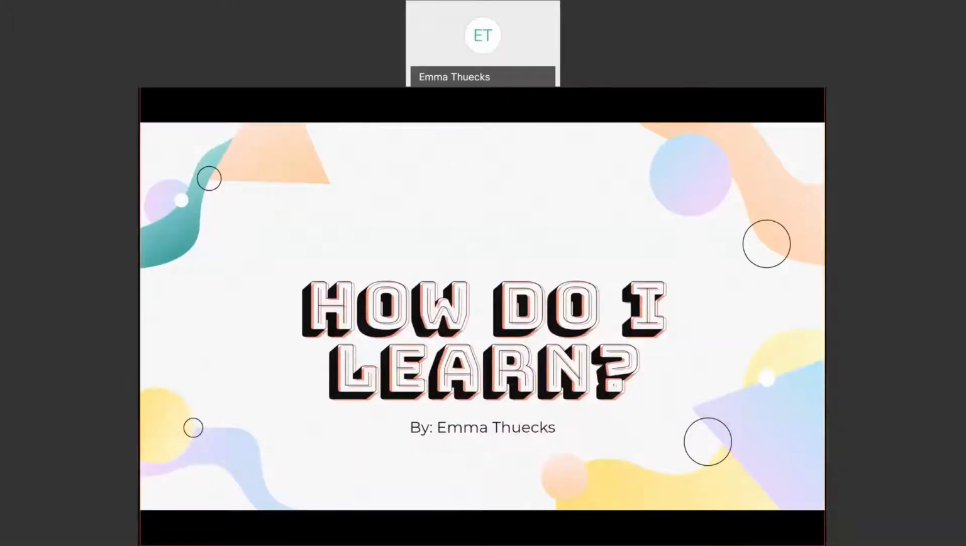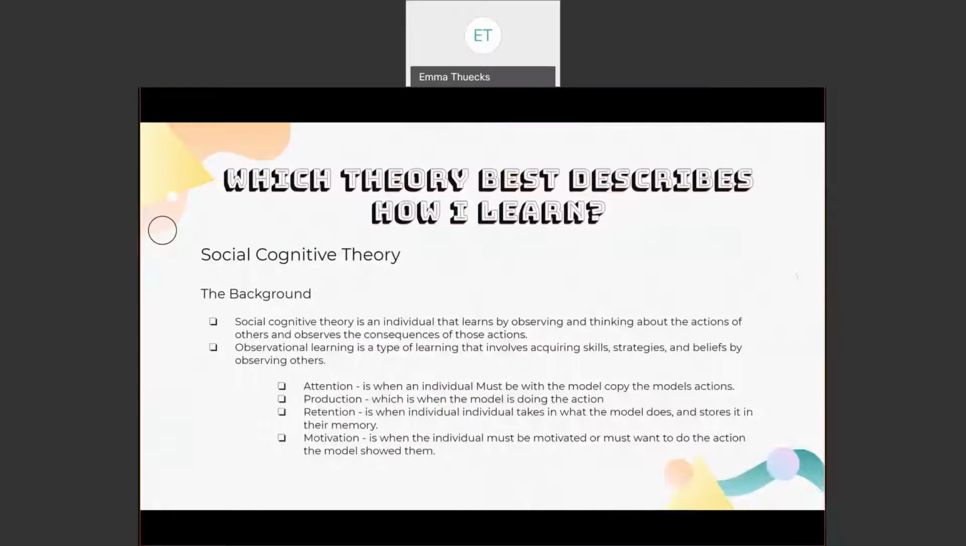How Do I Learn by Emma Thuix. Which theory best describes how I learn? Social cognitive theory. What is social cognitive theory and how does it work?